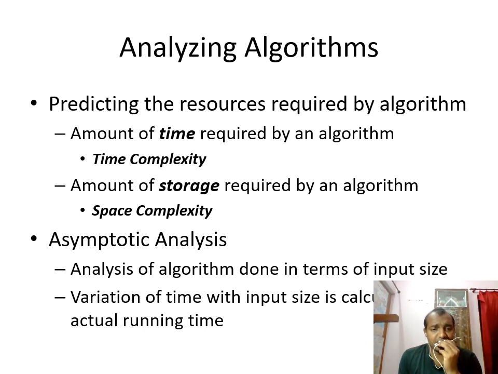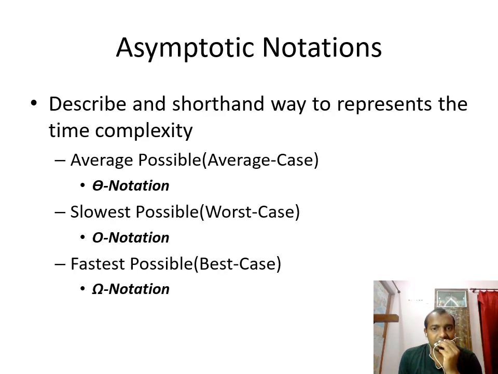Now, what is asymptotic analysis? In asymptotic analysis of an algorithm, the analysis is done in terms of the input size. We need to observe, by providing the input to the given algorithm, what is the effect on the algorithm. In this, the variation of time with input size is calculated, but not the actual running time. Asymptotic notation describes a shorthand way to represent the time complexity of the given algorithm.